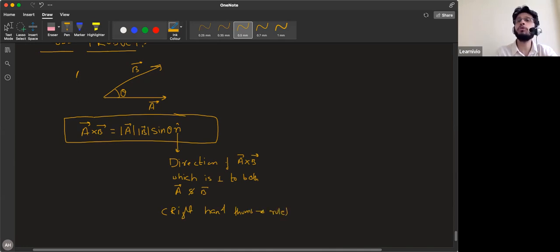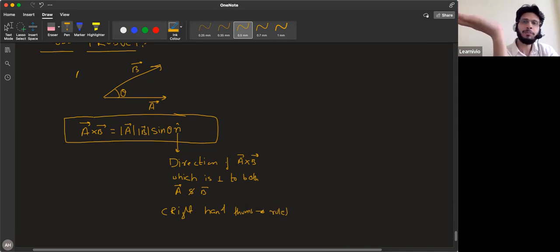If you draw it on your notebook, you'll have two options. Your A cross B could be perpendicular to the notebook, outwards, or it could be inwards. Whether it's outwards or inwards is given by the right-hand thumb rule. The right-hand thumb rule says, take your right hand, apply right hand with me.